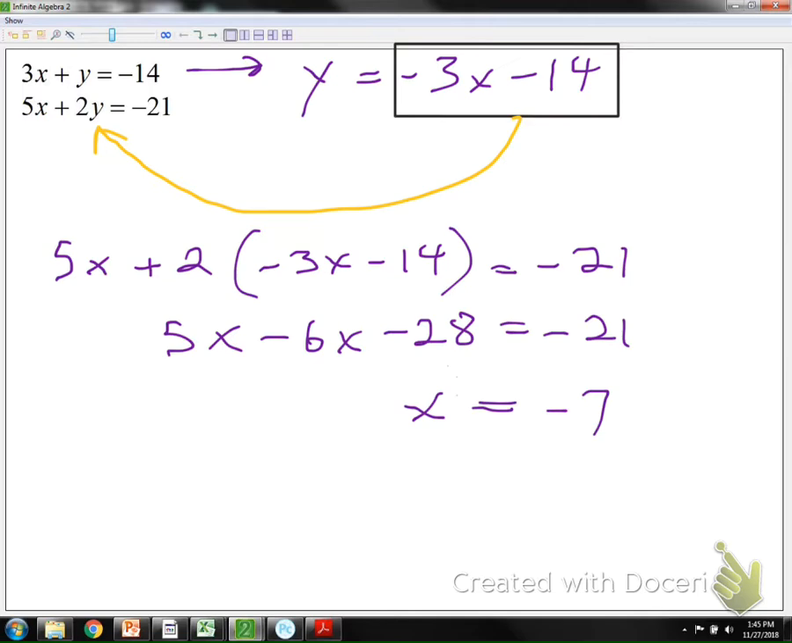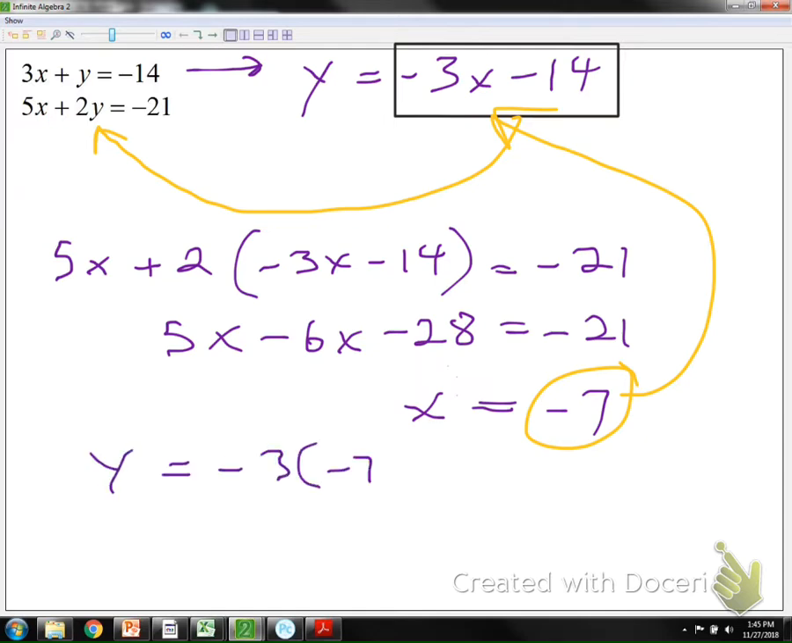We're looking for a point of intersection, which requires an x value and a y value. Once we find our x value, we can plug that into either of the original equations to solve for y. So y equals negative 3 times negative 7 minus 14. That's going to give us a y value of positive 7. So when x is negative 7, y is positive 7.